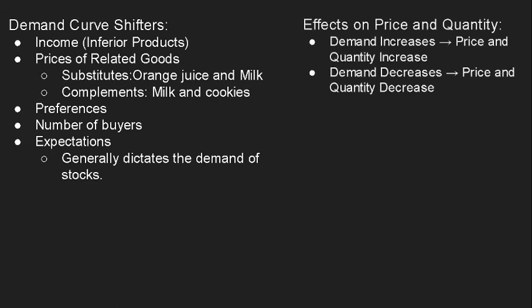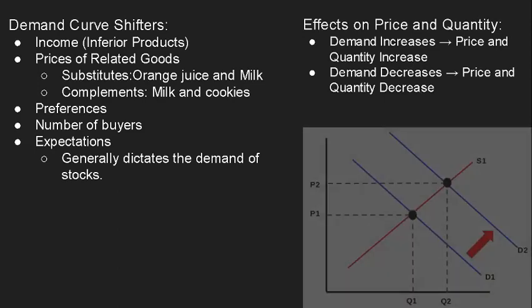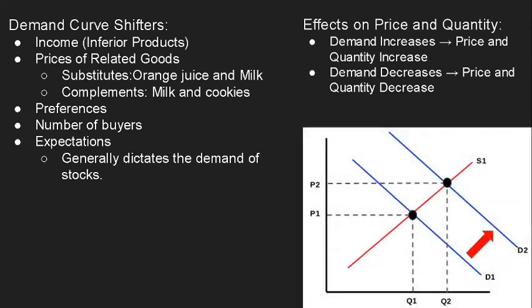What are the effects of the shifts in demand on price and quantity? If demand increases, price and quantity increase. For example, in this graph, you can see the demand curve shifts to the right, and the price at the intersection point between demand and supply increases. If demand decreases, however, the price and quantity would decrease.